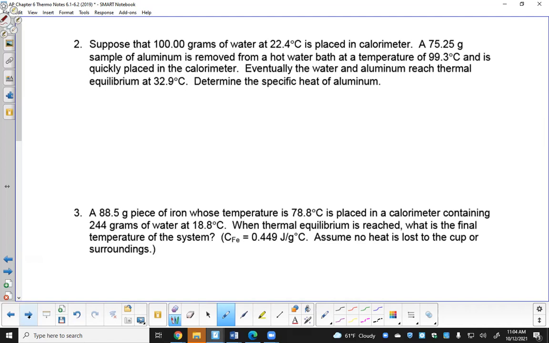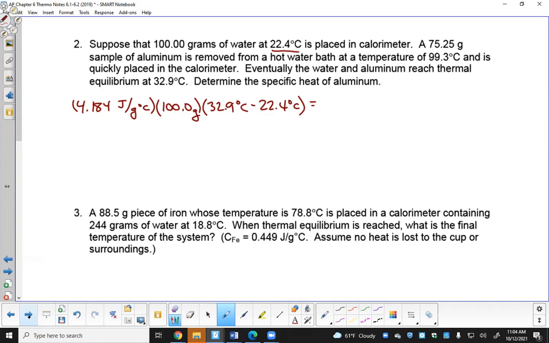Suppose we got 100 grams of water at 22.4 in a calorimeter. Let's get the calorimeter side going here. We got water in a calorimeter, 4.184. Got the mass of water, 100 grams. And initially, it's at 22.4. A hot piece of aluminum is plopped in there, and the temperature of water goes up to 32.9. So 32.9 is the final, and 22.4 is the initial. Final minus initial, always.